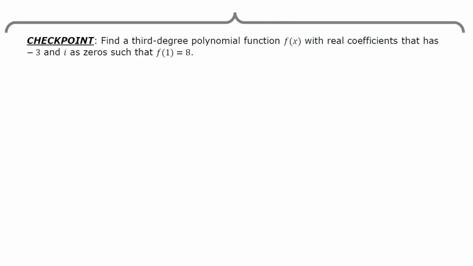Here is your checkpoint. You want to find the third degree polynomial function f of x with real coefficients that has negative 3 and i as zeros, such that f of 1 equals 8. Okay? So why don't you pause and attempt this checkpoint.